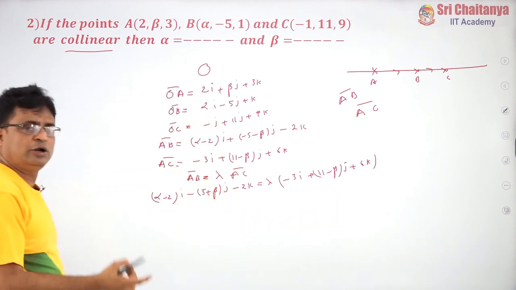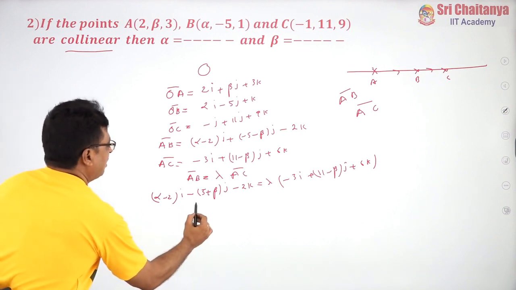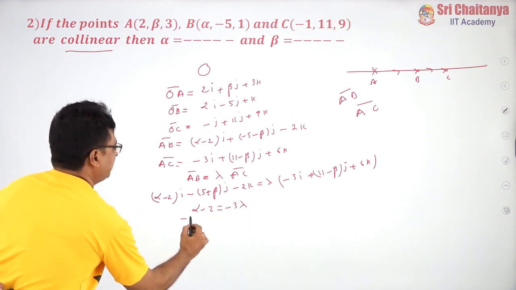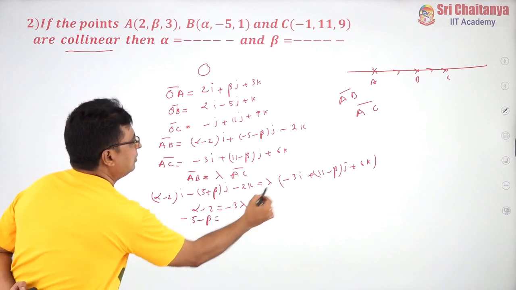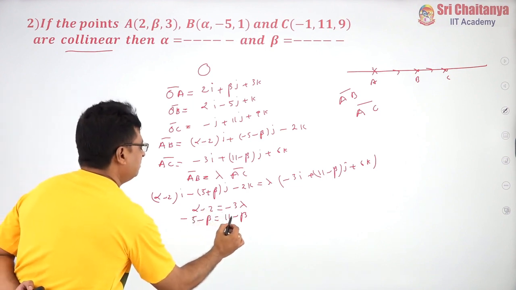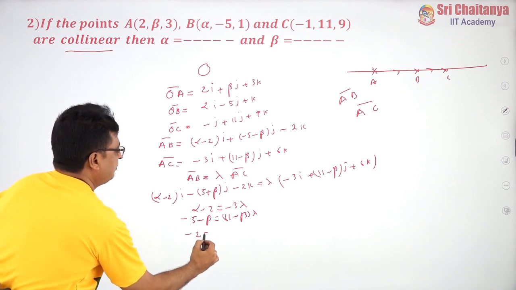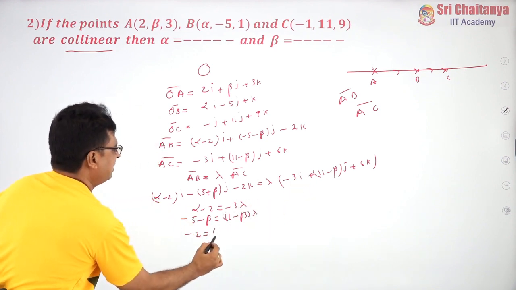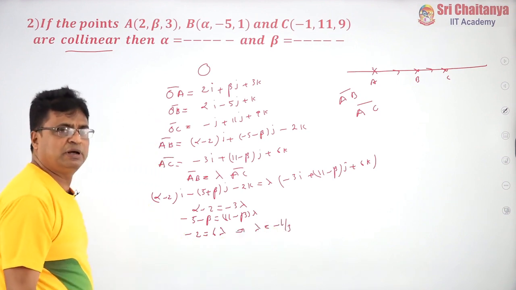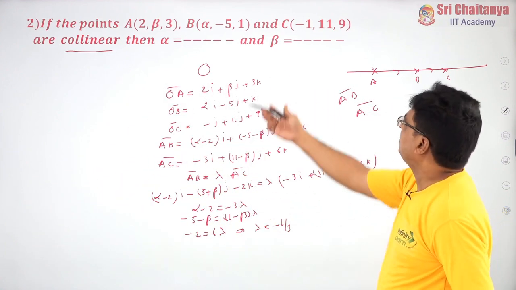You write like this. Now what to do? You compare the corresponding i, j, k coefficients. Thereby you will get alpha minus 2 equal to minus 3 lambda, and minus 5 minus beta equal to 11 minus beta into lambda, and minus 2 equal to 6 lambda. So my lambda is minus 1 by 3. Simple, I got my lambda. Now substitute the value of lambda here, you will find alpha and beta, and you will get the answer.